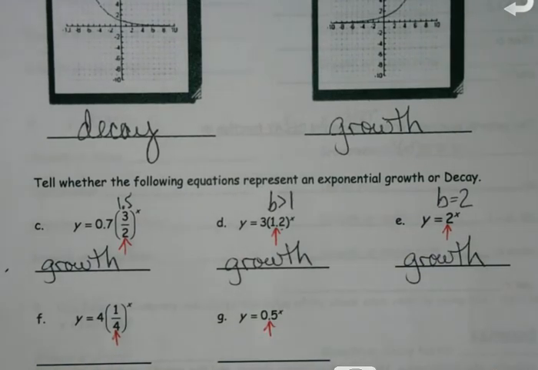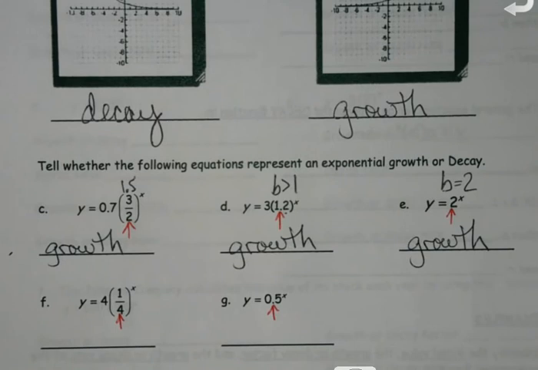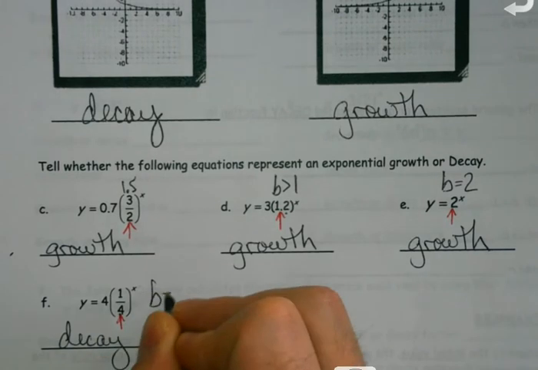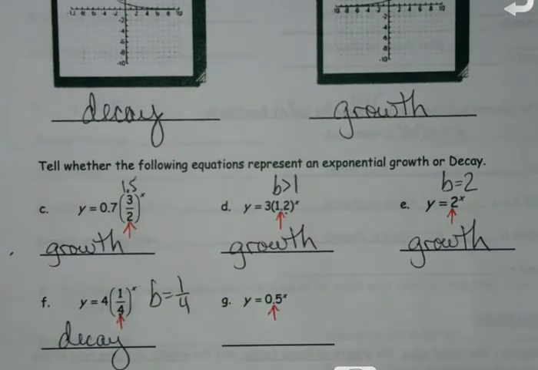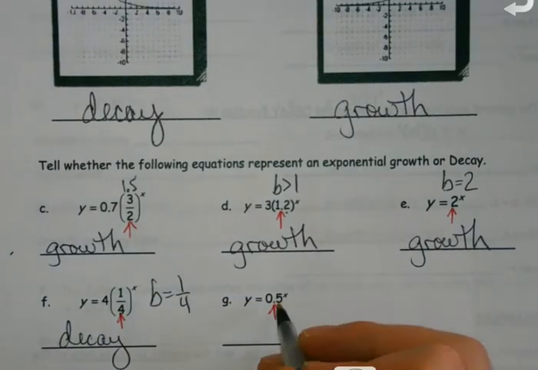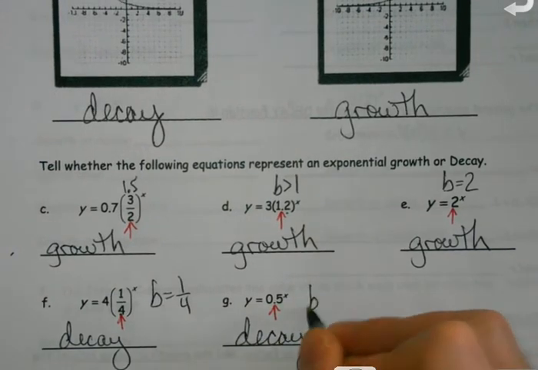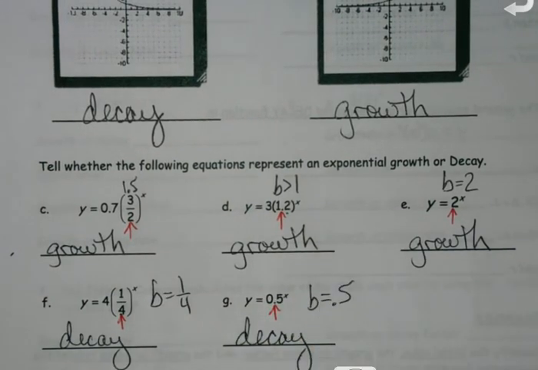So it's growth. But then my last two, yeah, 1/4 is definitely less than 1. So my b value would be 1/4, which is decay. And then 0.5 is also less than 1. Okay, which means it's going to be decay.